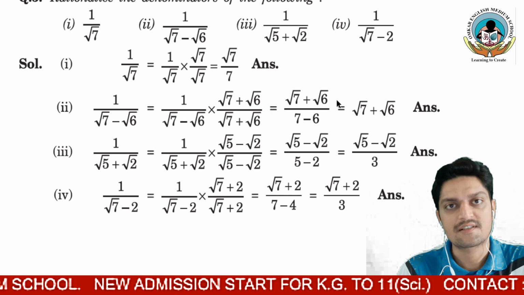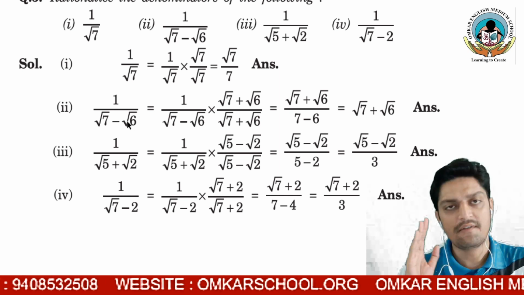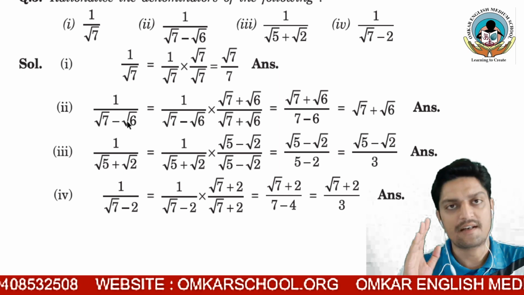So here, in short, it means that 1 upon root 7 minus root 6, if anywhere you see in life, the numbers can be changed, but pattern should be same only. So if you see this kind of things, it means that root 7 plus root 6.